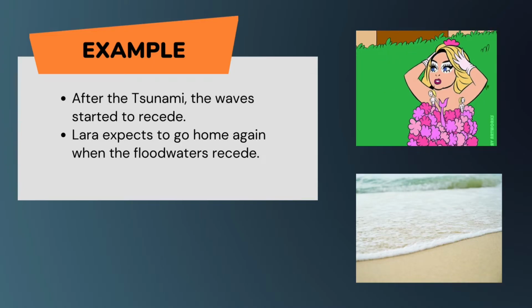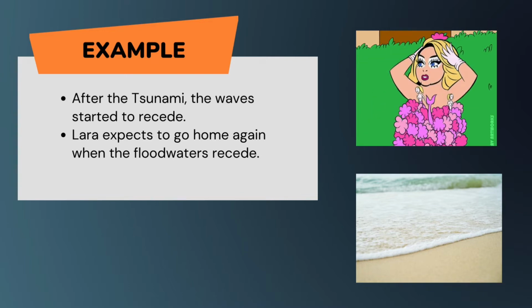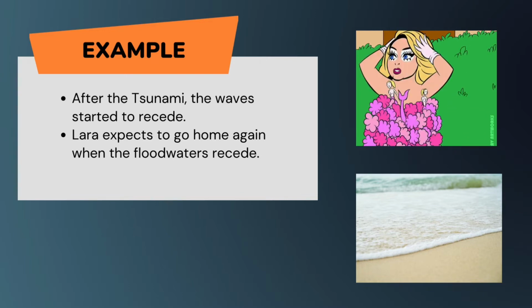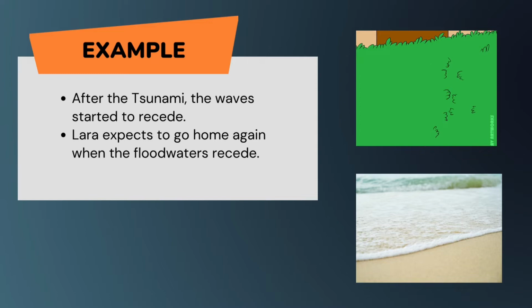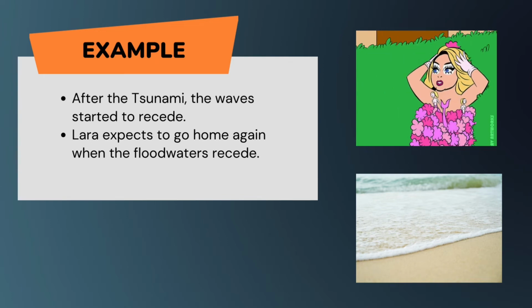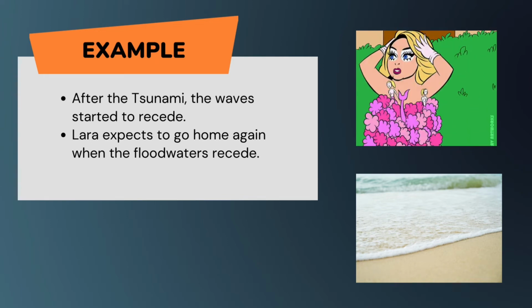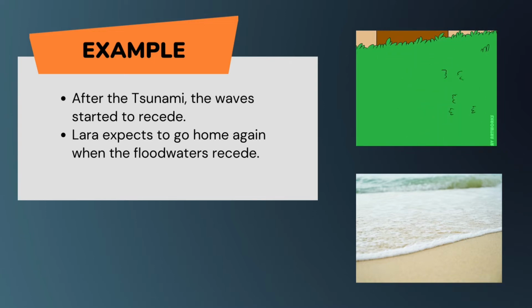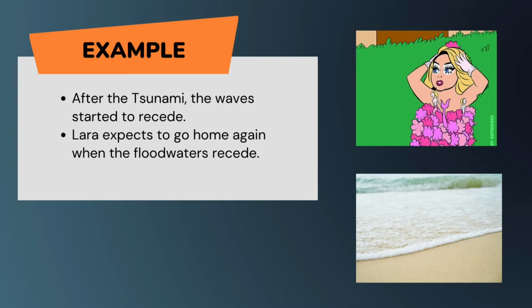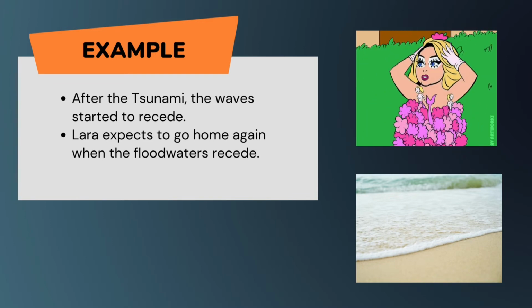The examples are, after the tsunami, the waves started to recede. This means that once the tsunami was over, the waves began to move backward, move further away from that position. The second example is Lara expects to go home again when the flood waters recede. This means that once the flood water begins to move backward from her house or that position, Lara is expected to go home again.